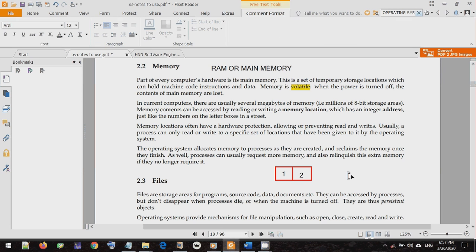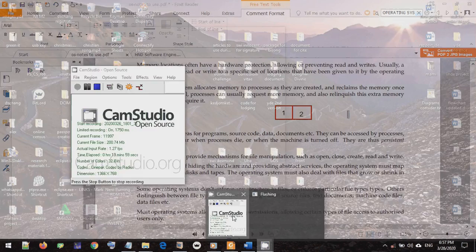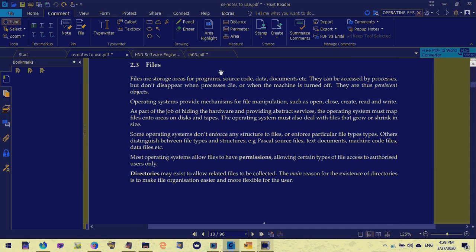Again, these memory storage areas are usually allocated by the operating system to each process. The operating system will decide what quantity of the memory to allocate to a running process, as well as a process could request more memory during its execution, and it will equally relinquish that memory when it no longer needs it. So that is it about memory.